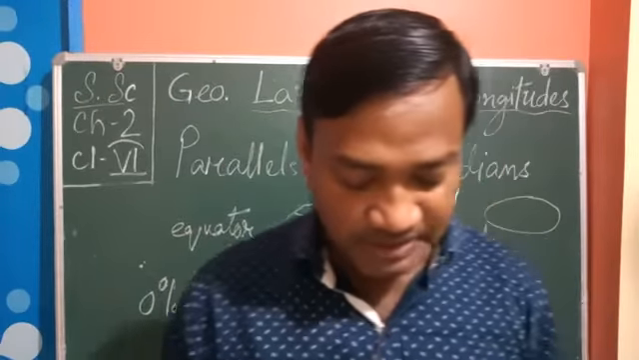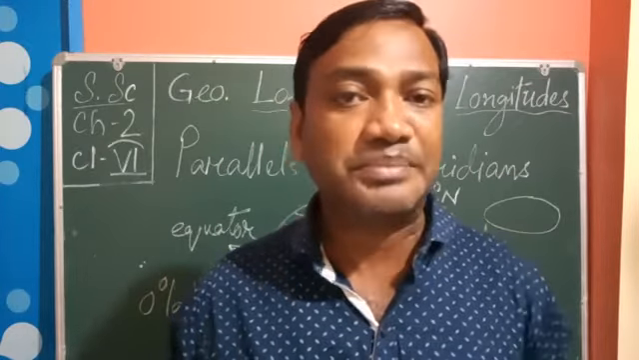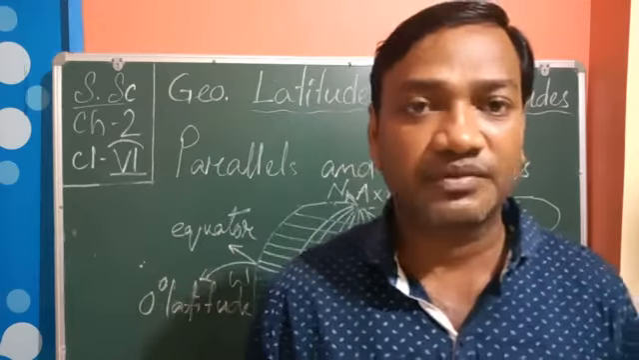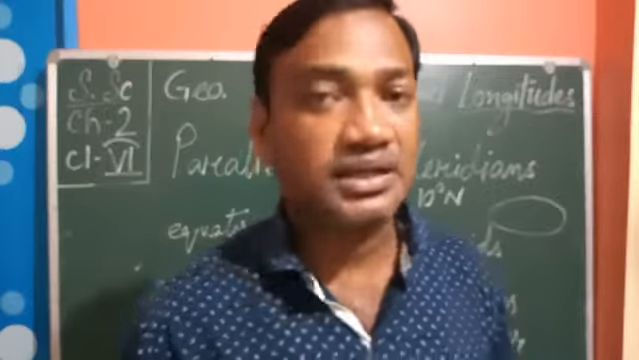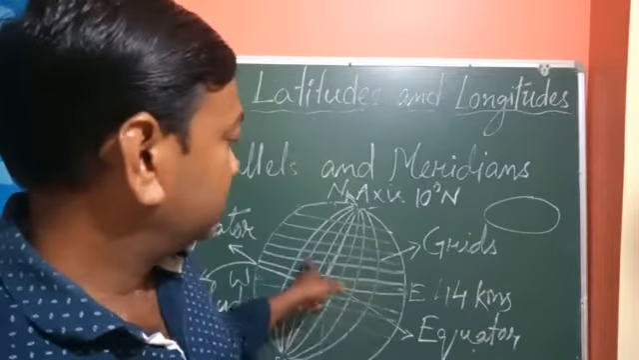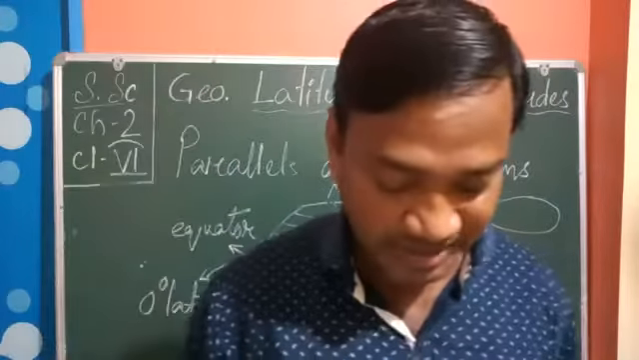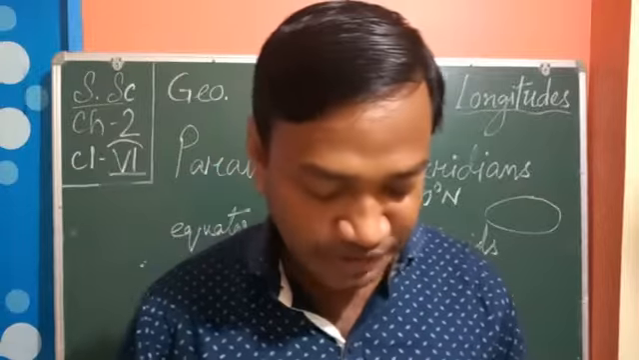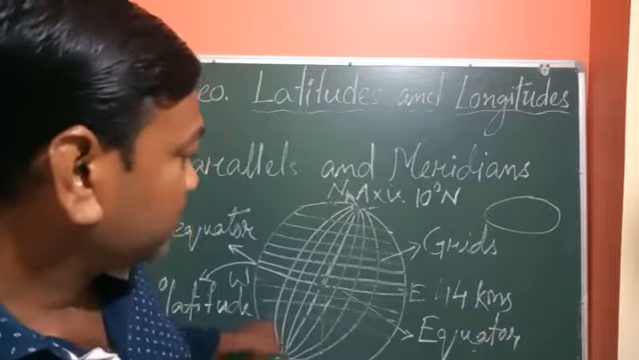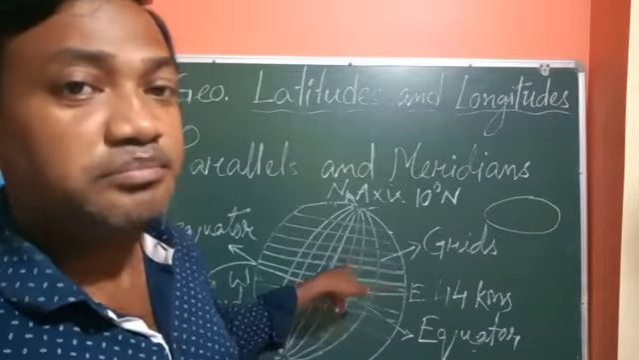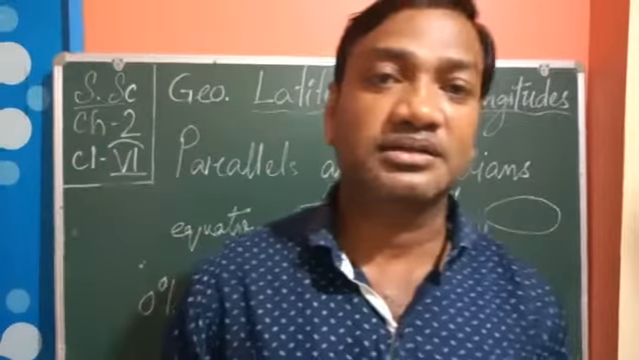The parallels or the lines of latitude have the following characteristics. All parallels are complete circles. So they make complete round circles, except 90 degree north and 90 degree south. Except these 2 points, all the parallels are circles. But here it is a point, so we cannot make any circle, it is just a point.